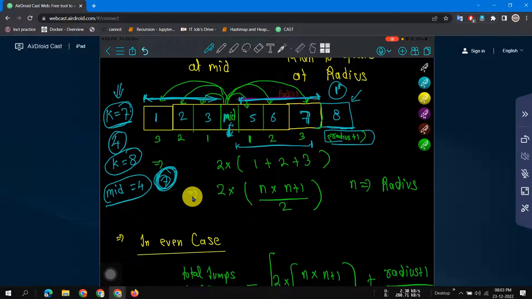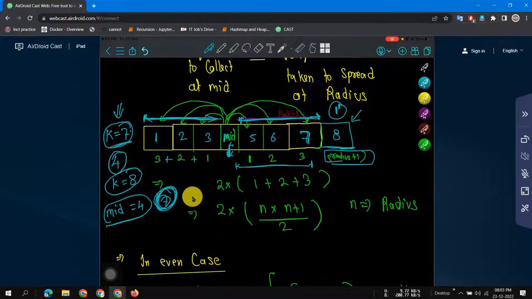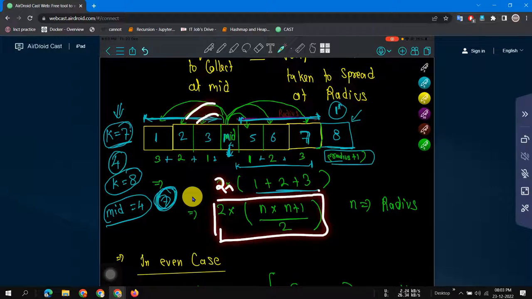And now what I have to do is sum all these jumps. If I sum all these jumps, you can see that 1 plus 2 plus 3, 1 plus 2 plus 3, and it is consecutive. So it will be n into n plus 1 by 2. As we have to distribute on both sides, I multiply by 2, so 2 into n into n plus 1 by 2, where n is equal to the radius. In this case this is the radius, right?